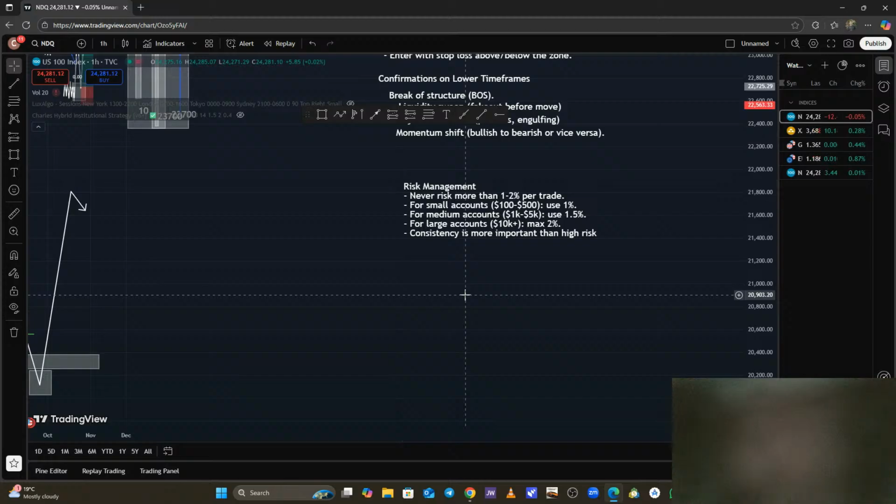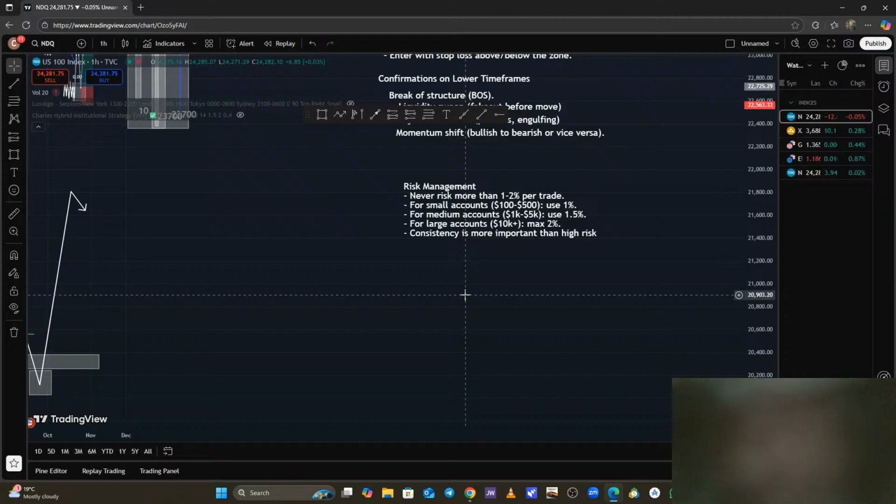Number one, never risk more than 1 or 2% per trade. For small accounts, $100 to $500, use 1%. So risk 1% of that account for every particular trade. Even if you take 10 trades in a day, make sure you are risking only 1%.